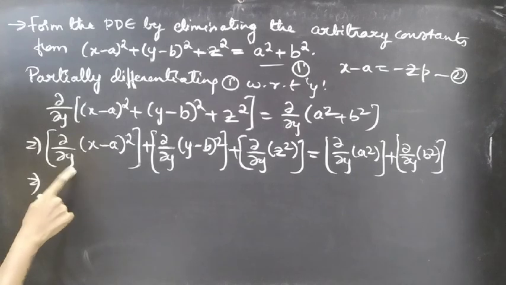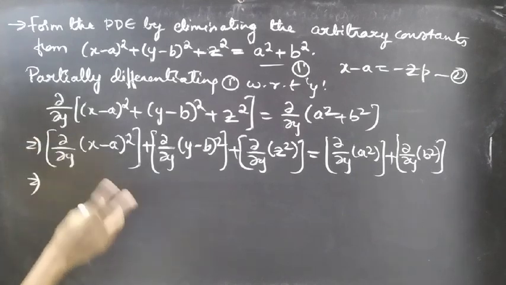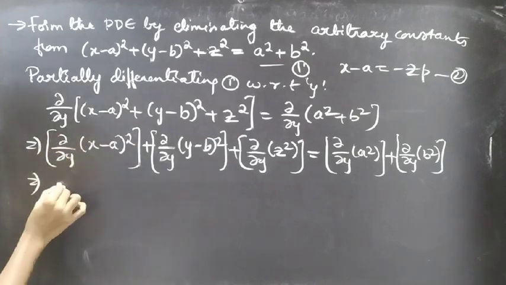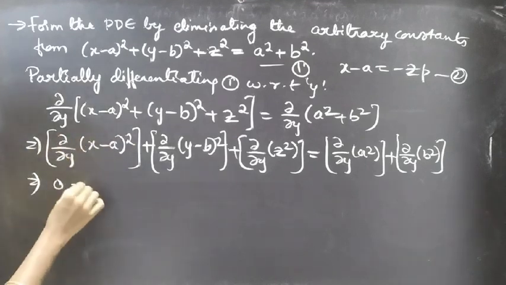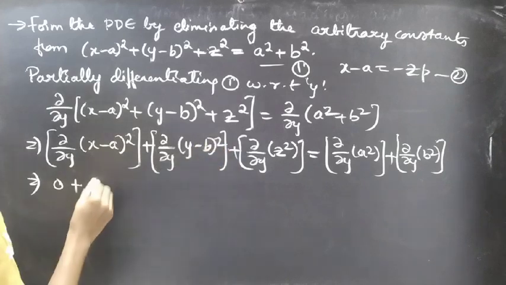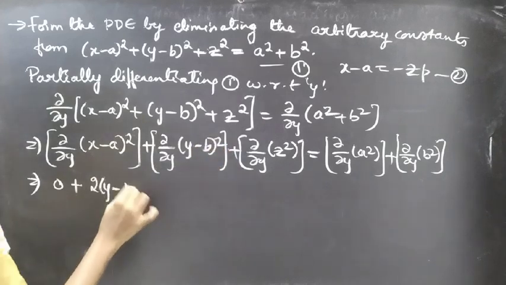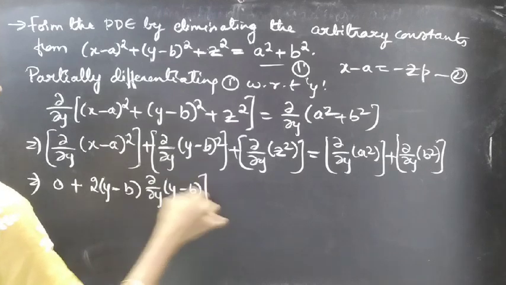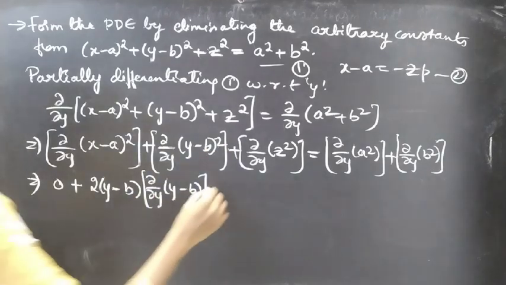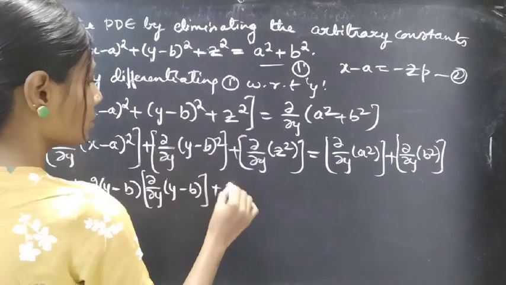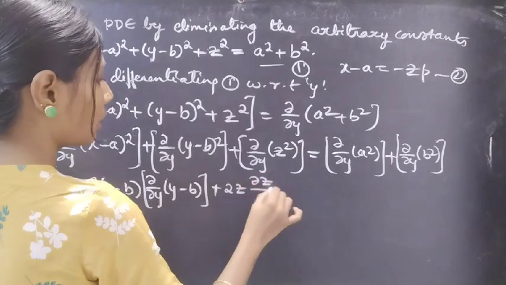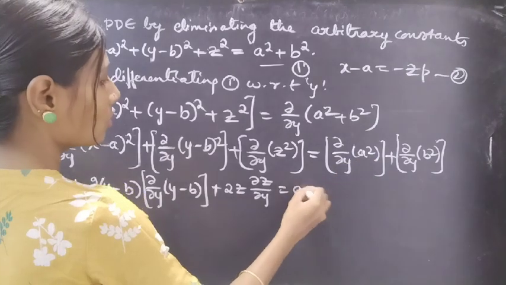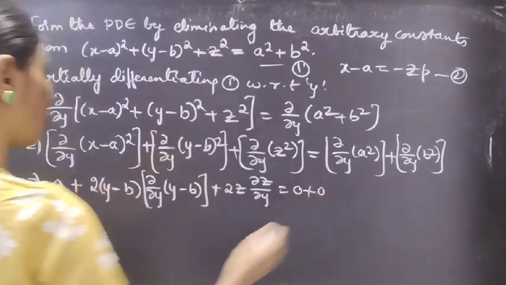Here we are partially differentiating with respect to y, so x is treated as constant. We'll treat (x minus a) whole square also as constant. So the partial derivative of a constant with respect to y is 0, plus the partial derivative of (y minus b) whole square with respect to y is 2 times (y minus b) into the inner derivative, dou by dou y of y minus b, plus the partial derivative of z square with respect to y is 2z into dou z by dou y, equal to 0 plus 0, since the partial derivative of a constant with respect to y is 0, right?